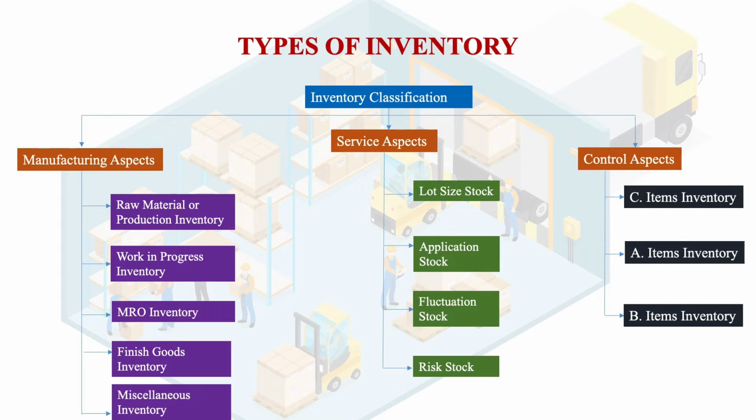Now we will come to the third category, that is the control aspect. It is the famous ABC classification. There are 3 types: A class, B class, C class. What is A, what is B, what is C, that we will discuss in detail in the coming slides. Now we will discuss one by one.